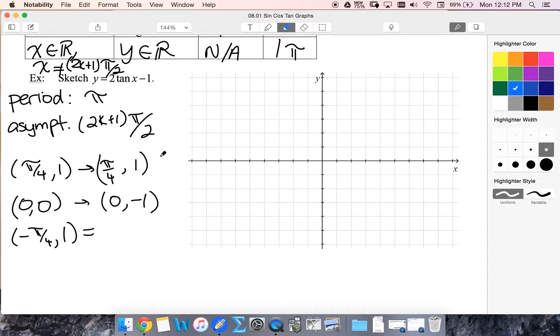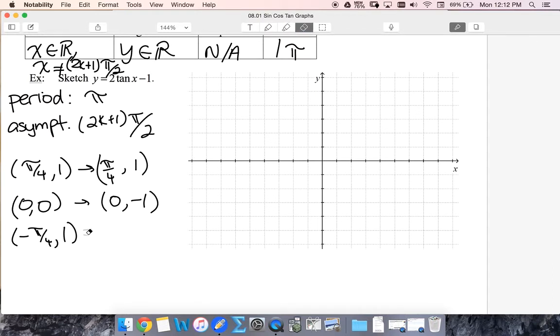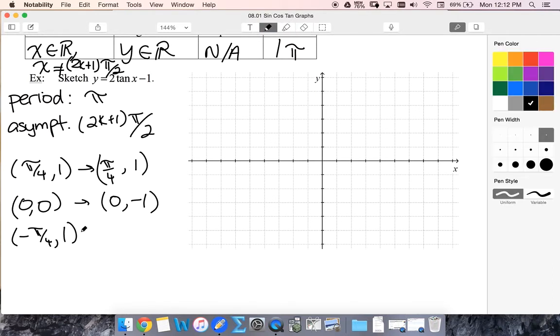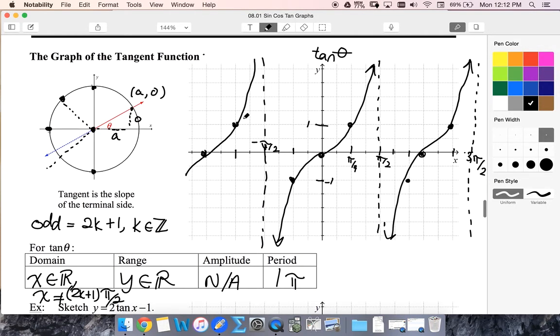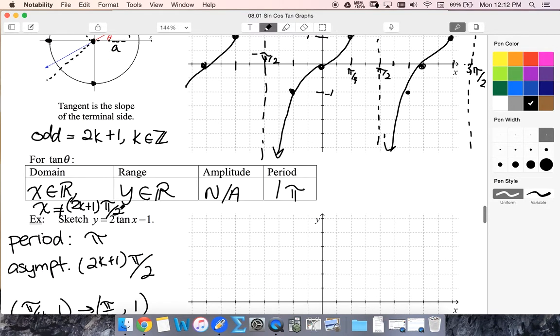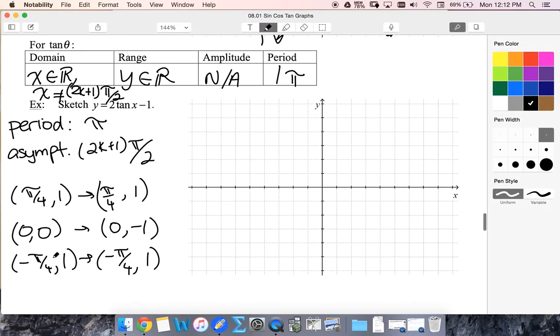That turns into negative pi over 4. And we're also at 1. Let me think about what we got going on here. Negative pi over 4, sorry, that starts as negative 1. So negative 2 minus 1, that's going to be negative 3.